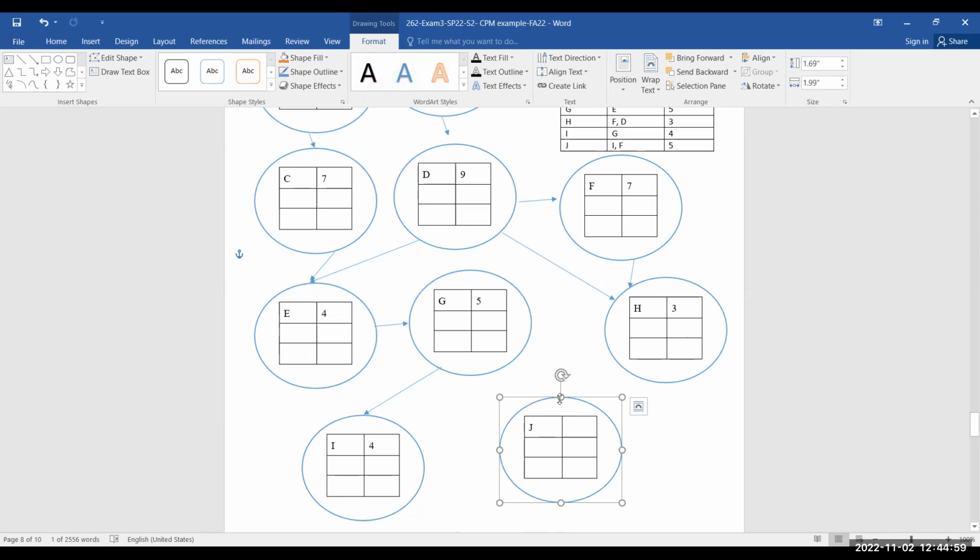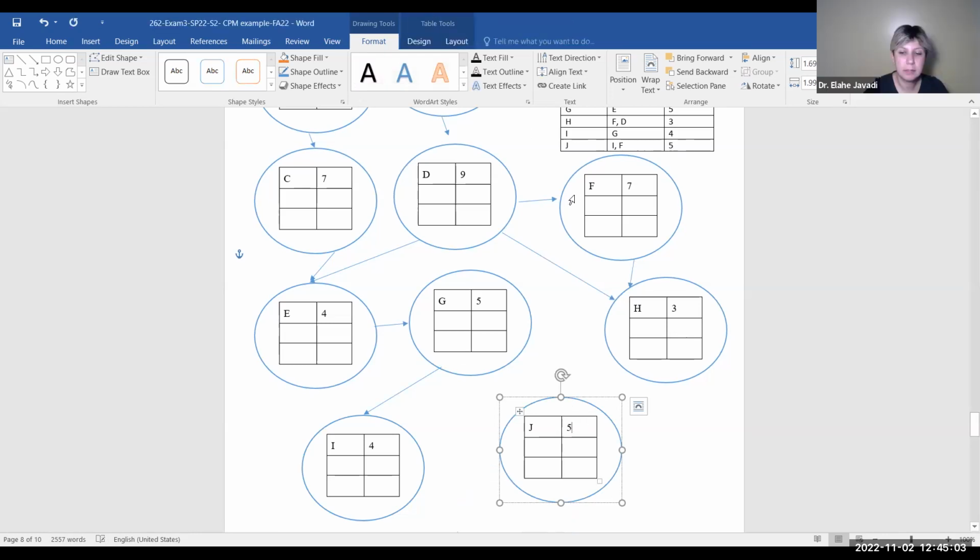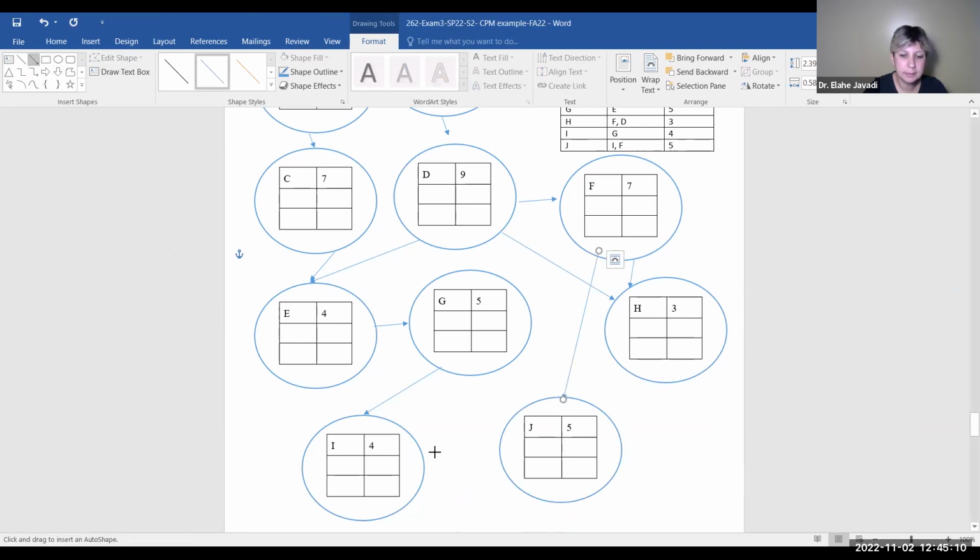The duration is 5 and it depends on I and F. Depends on I and F. So the network is not too bad. We can still see dependencies very nicely. Thank you, everyone, for helping me create the network.